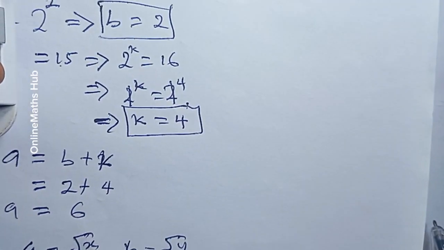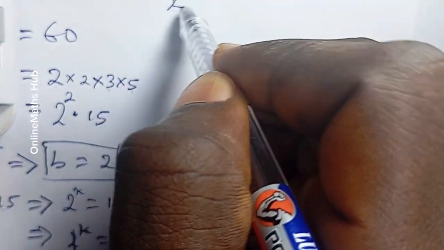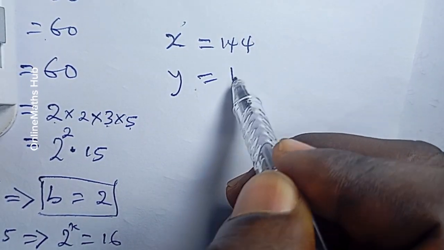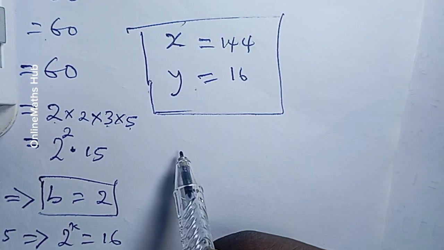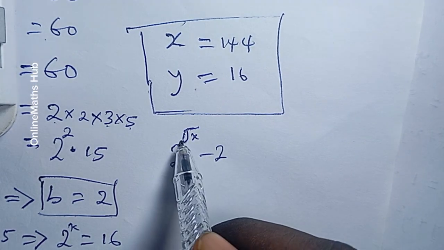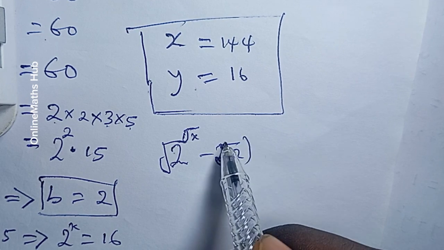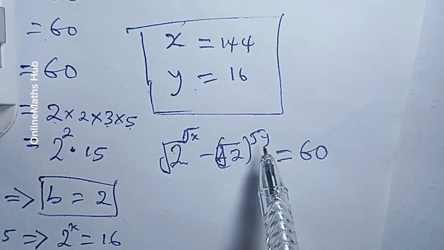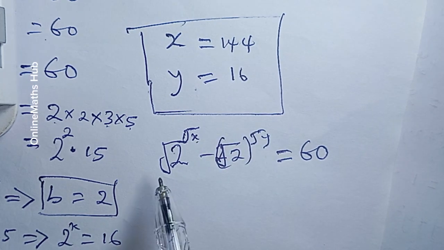Okay, so the two values of x and y which we've gotten are x equal to 144, and then y equal to 16. So these are the two values of x and y. And don't forget, the question we just solved is 2 power root x, minus, this is root 2 rather, so minus root 2 power root y. We want to find out whether this is equal to 60. That is, if we substitute these values of x and y which we've gotten.